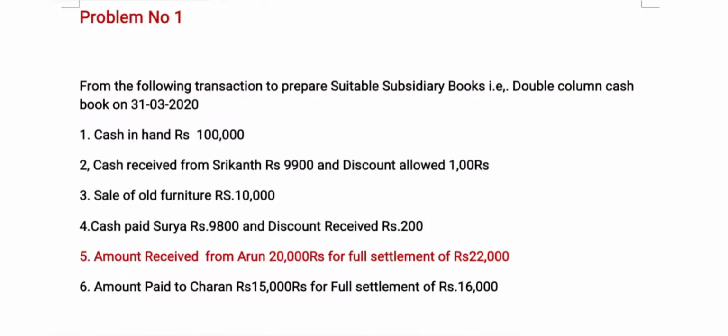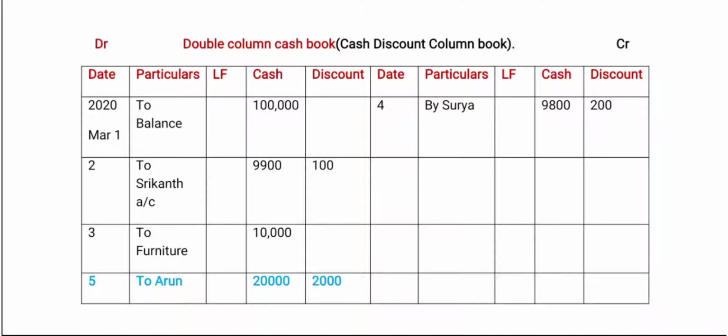5th March, amount received from Arun 20,000 rupees for full settlement of 22,000 rupees. Here they do not clearly say that discount is included. Here Arun is the giver, that's why we credit Arun's account, and of the remaining amount we are only receiving 20,000, then 2,000 is written as discount. Now we are going to the debit side of the cash book. Cash book debit side date column 5th date to Arun account in cash column 20,000 amount, whereas discount column 2,000 rupees. This transaction is completed. Now we are going to another transaction.